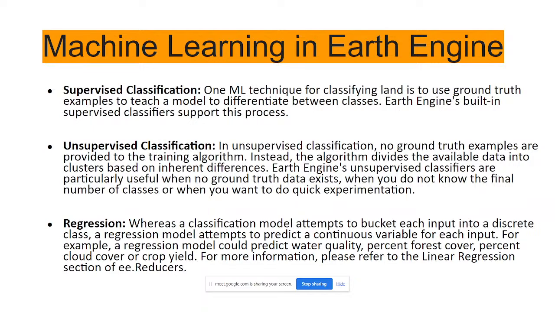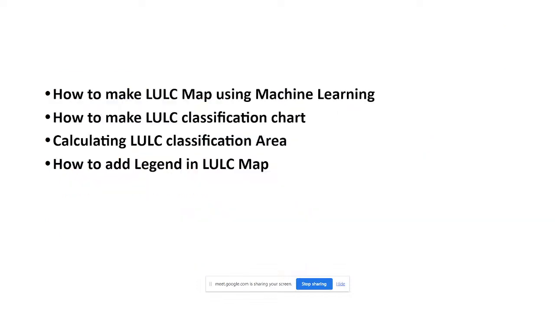Supervised classification needs ground truth data, or a training data set. When you work with unsupervised classification, you don't need any ground truth data or any pre-categorized data. We just use clustering to make the classification. First of all, I will discuss supervised classification.